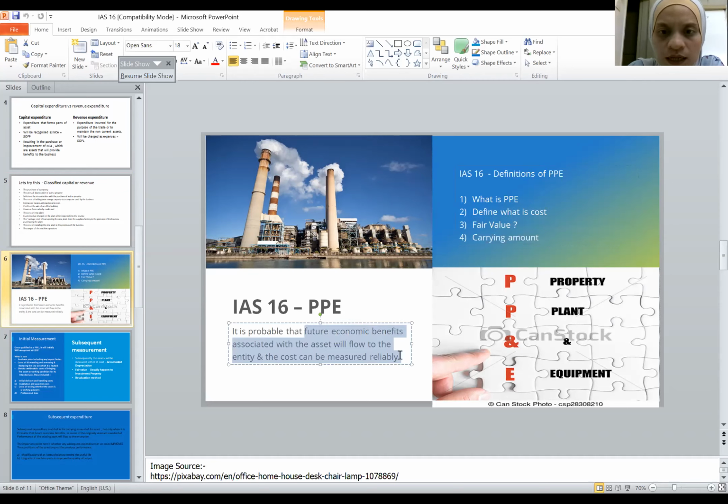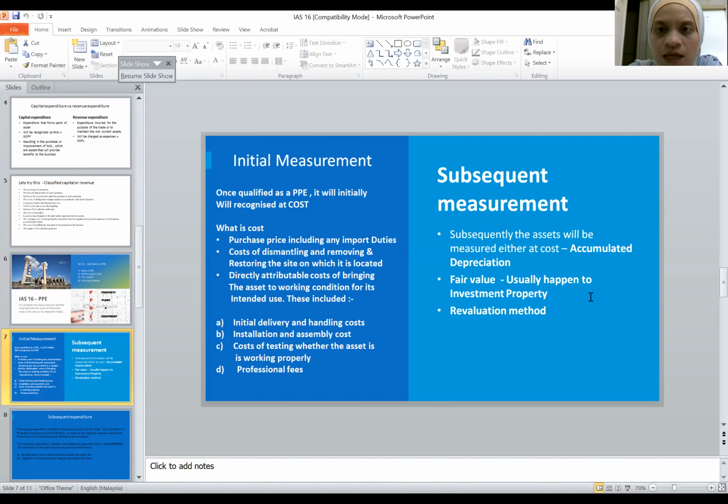So this one I dah explain on video sebelum ni, video intangible asset, so boleh tengok dekat situ. Alright, this is initial measurement. This is subsequent measurement. So initial measurement once qualified as a PPE, meaning yes, you ada control, the cost can be measured reliably, the asset will be continuing use in your business operations. So dia dah qualified menjadi PPE, it will initially be recognized at a cost.